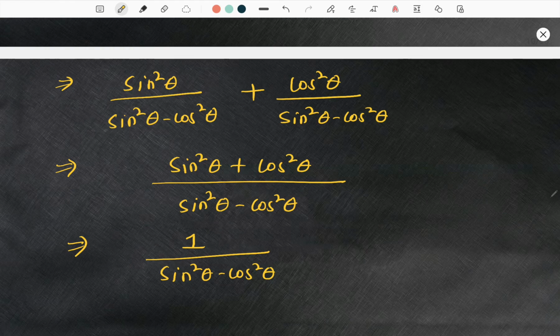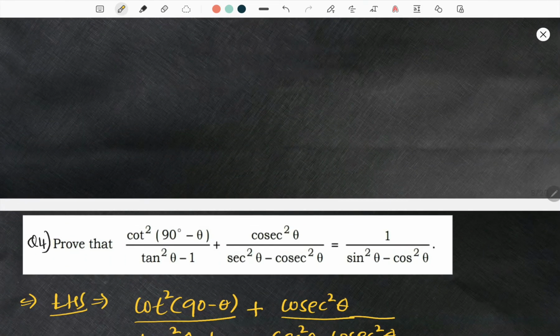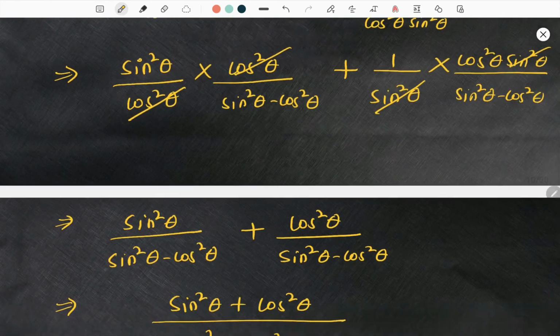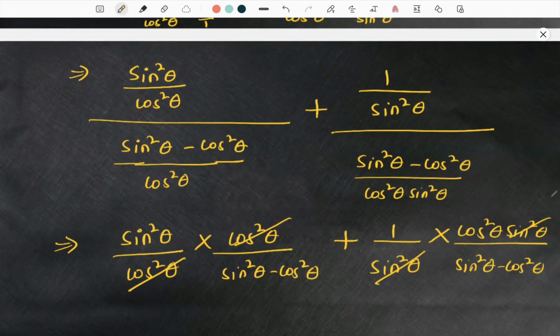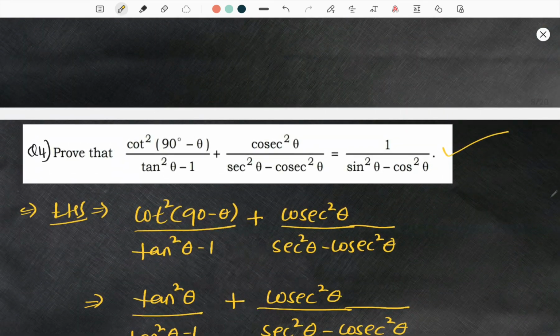Just look at whether this is RHS or not. So this is RHS, 1 divided by sin square theta minus cos square theta. So we have reached that 1 over sin square theta minus cos square theta, which is equal to RHS. Hence it is proved. All right, the input I want to give here, dear students, is that you look into this RHS, and try to convert all these things into this form.